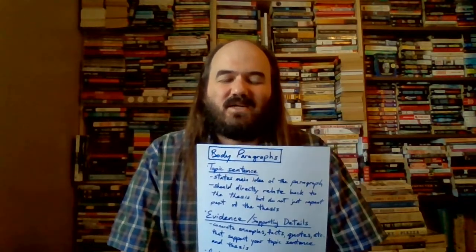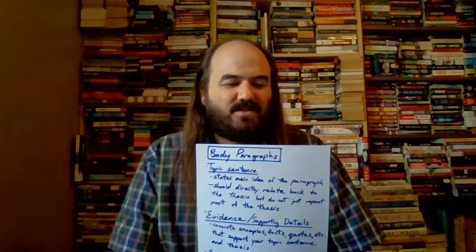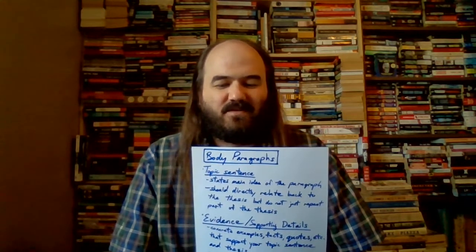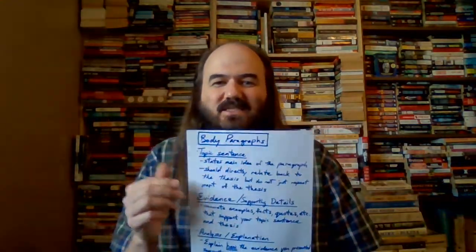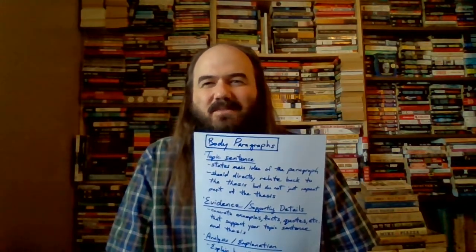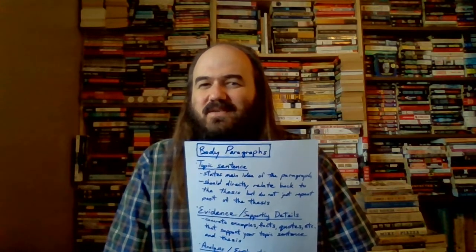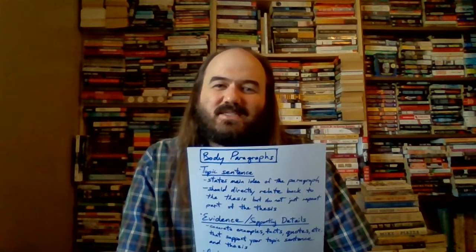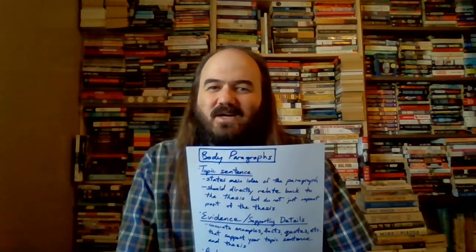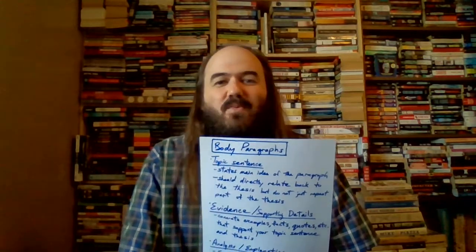So the first sentence of your body paragraph should be your topic sentence. The topic sentence is going to state the main idea of the paragraph, and this should directly relate back to the thesis statement as well. Some people like to do a three-prong thesis statement. If you do that, each of those prongs, those parts of the thesis, is going to be the focus of a body paragraph, or a focus of at least a section. Maybe it's multiple body paragraphs for each prong, actually.